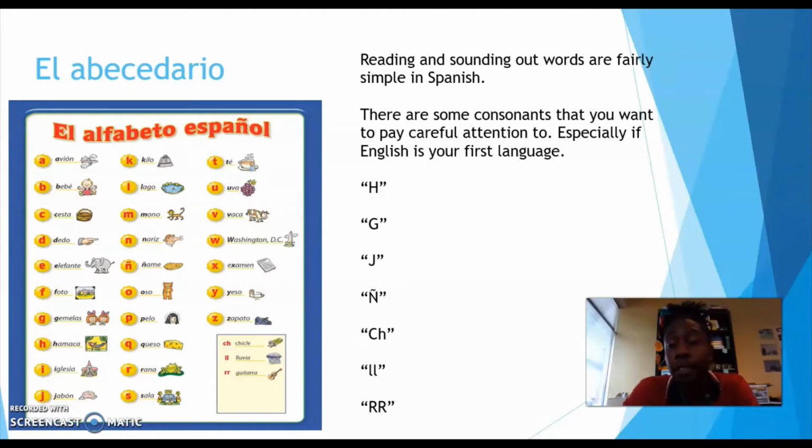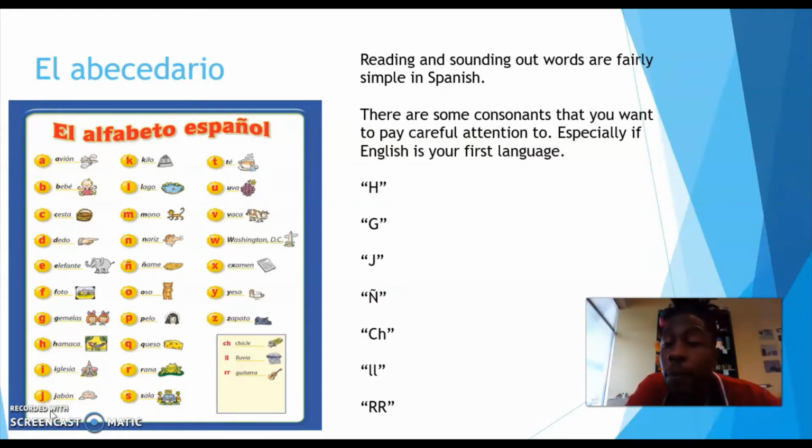So I think that learning to read in Spanish is a lot easier than in English, and I think with the right amount of practice that you all will be able to read at a very high level. So let's start with the alphabet. The first one is A. We all say A, like avión, avión. The next one is B, like bebé. A, B. The next one is C.